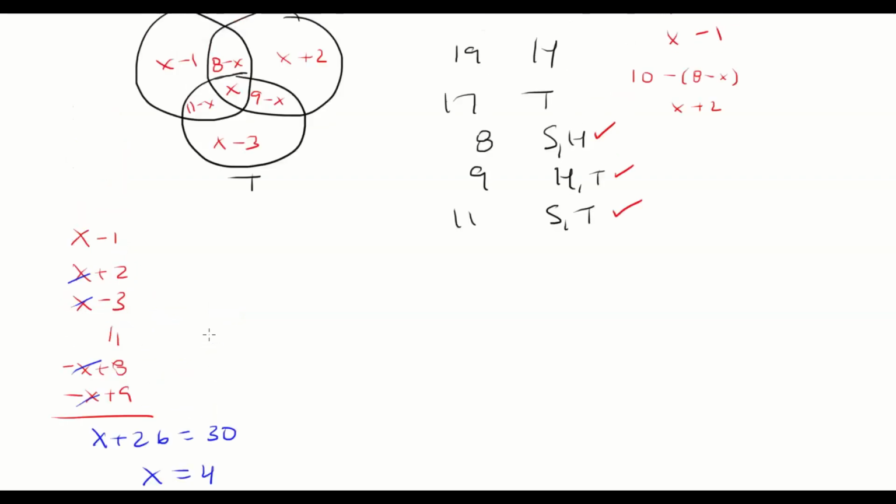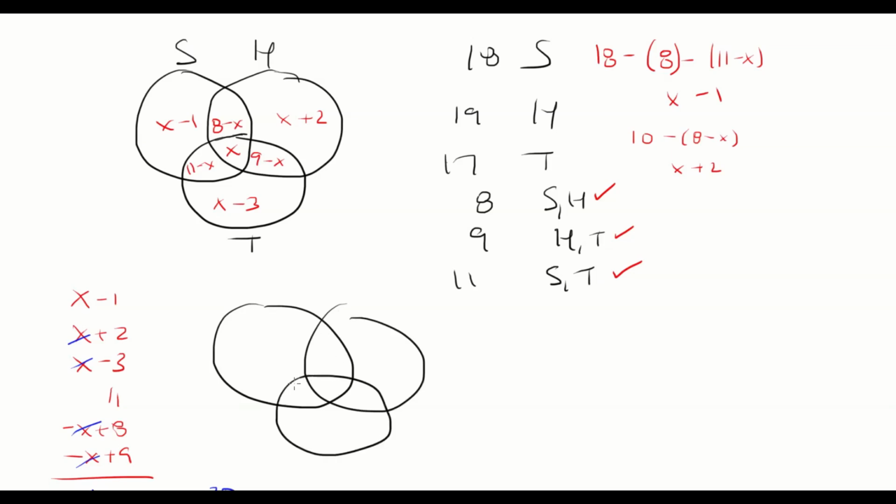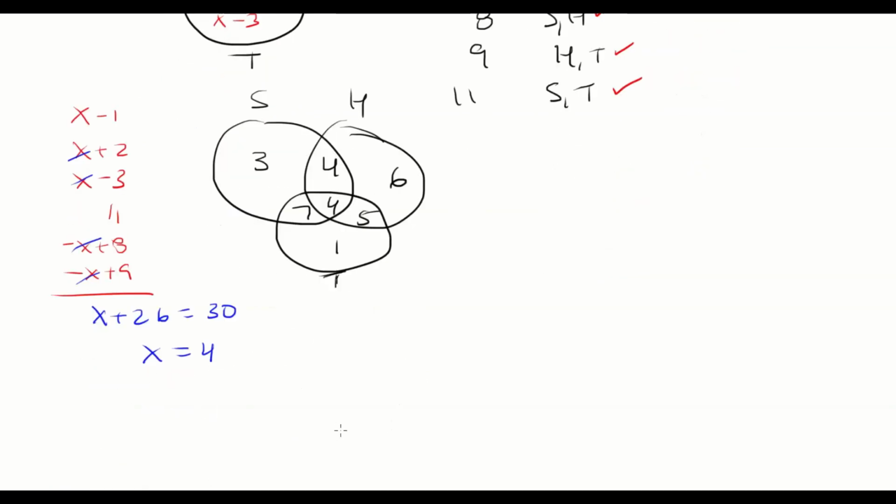So now we can go back in the Venn diagram and plug in what we know. So let's make a new one. When we plug it in, we get 3, 4, 4, 7, 6, 5, and 1. And so now we can answer some questions. The first question is, find the number of students who play all 3 sports. Well, all 3 sports is going to be in the middle. That's going to be 4.